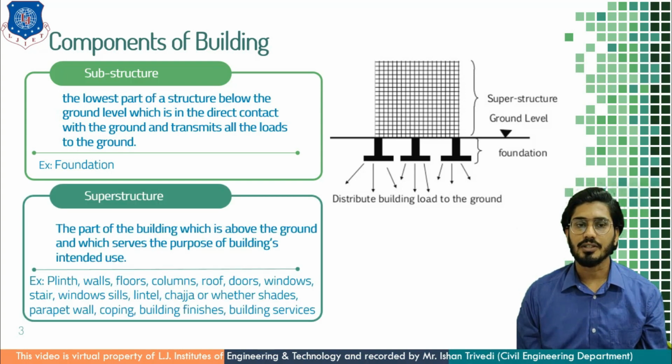Next is superstructure, the part of the building which is above the ground level and which serves the purpose of the building's intended use. The components of superstructure are plinth, walls, column, beam, doors and windows, window sills, chhajja, lintel, coping, parapet wall, slab, building services and building finishes.